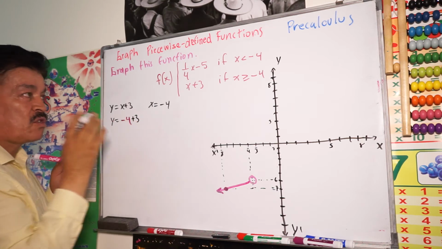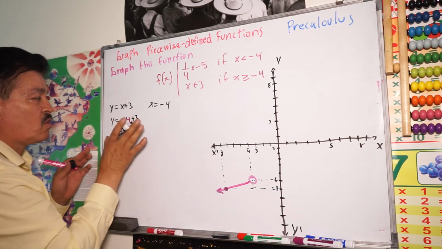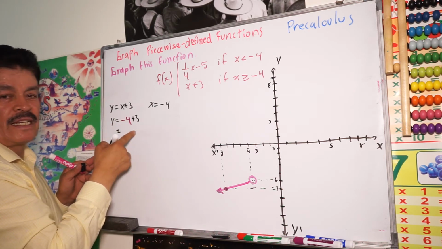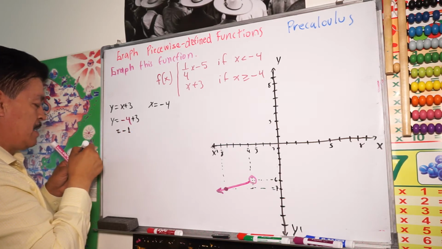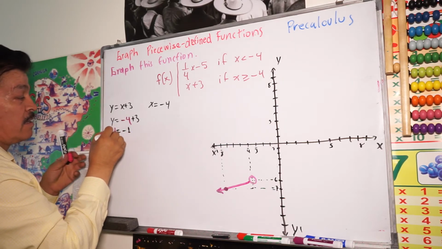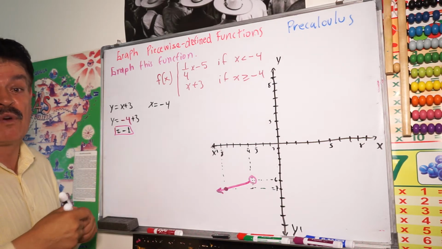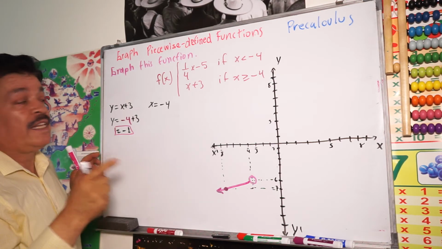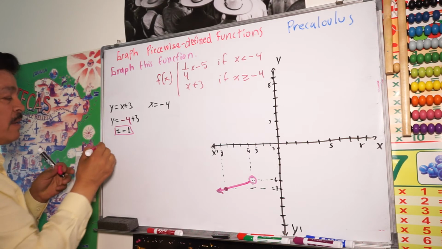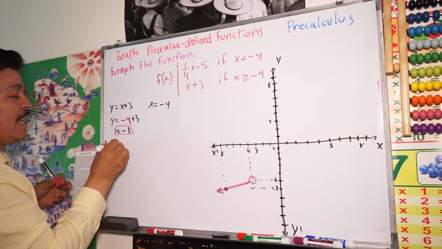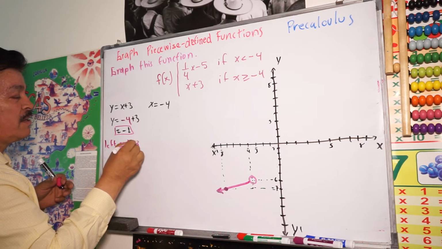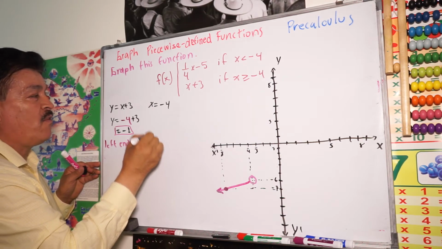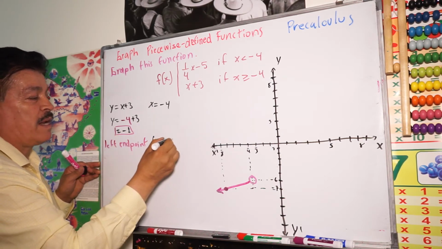Very easy. It just looks difficult, but it's not. Just plug in the -4 and then solve it. How much is this? It's -1, right? That's the answer, the solution of the question. It's very important to find what you are looking for. So the left endpoint is -4, -1.